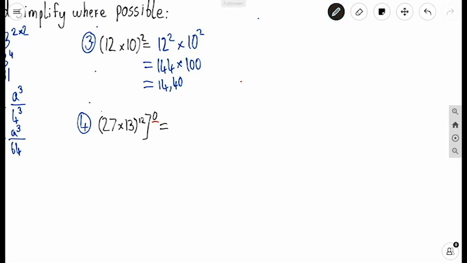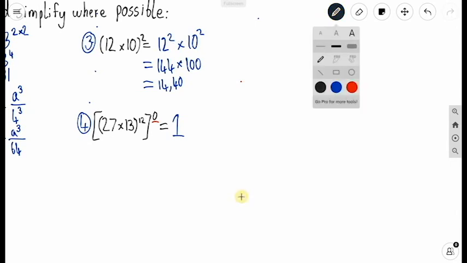Everything is raised to 0. That would mean that the answer is just going to be 1. Whatever's inside the brackets, the answer is just going to be 1. That was sort of a trick question. I'm sorry if I tricked you. But in maths, you've got to focus on the detail, because it may change the answer you get.